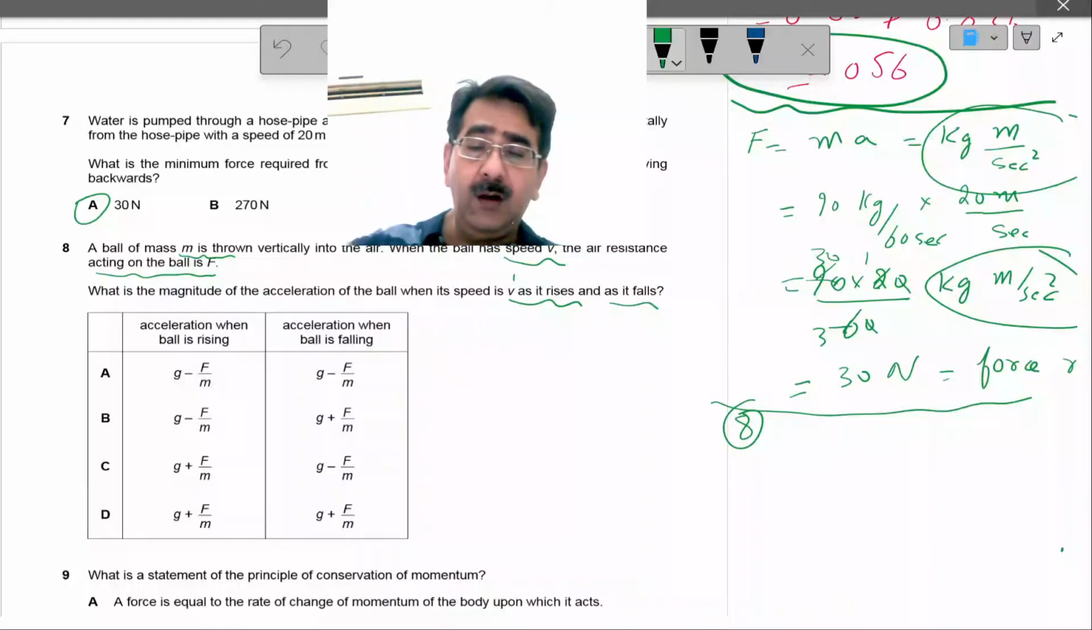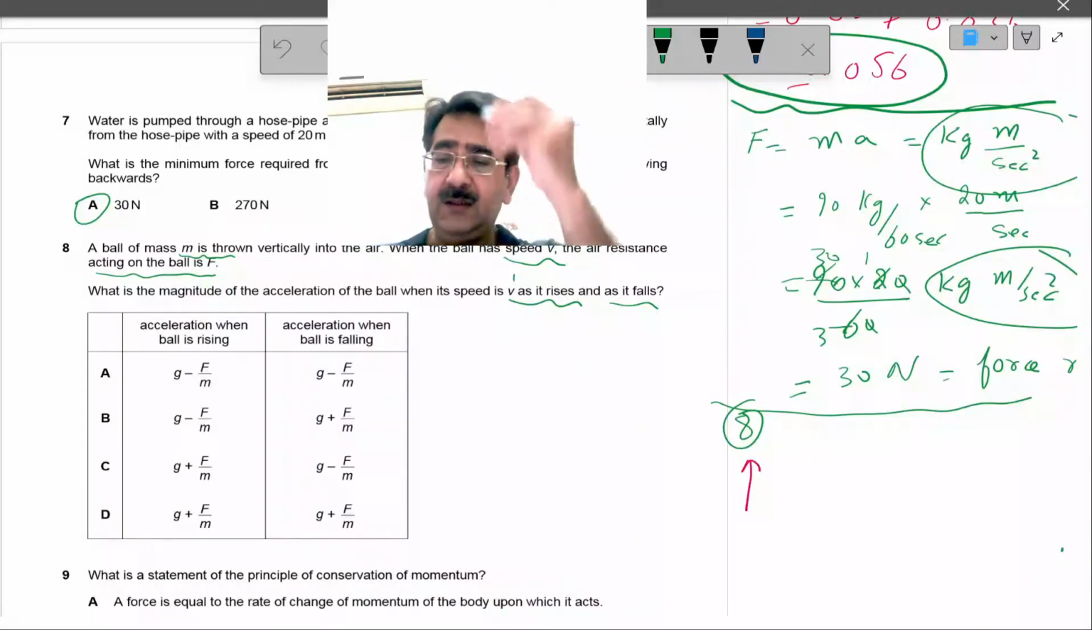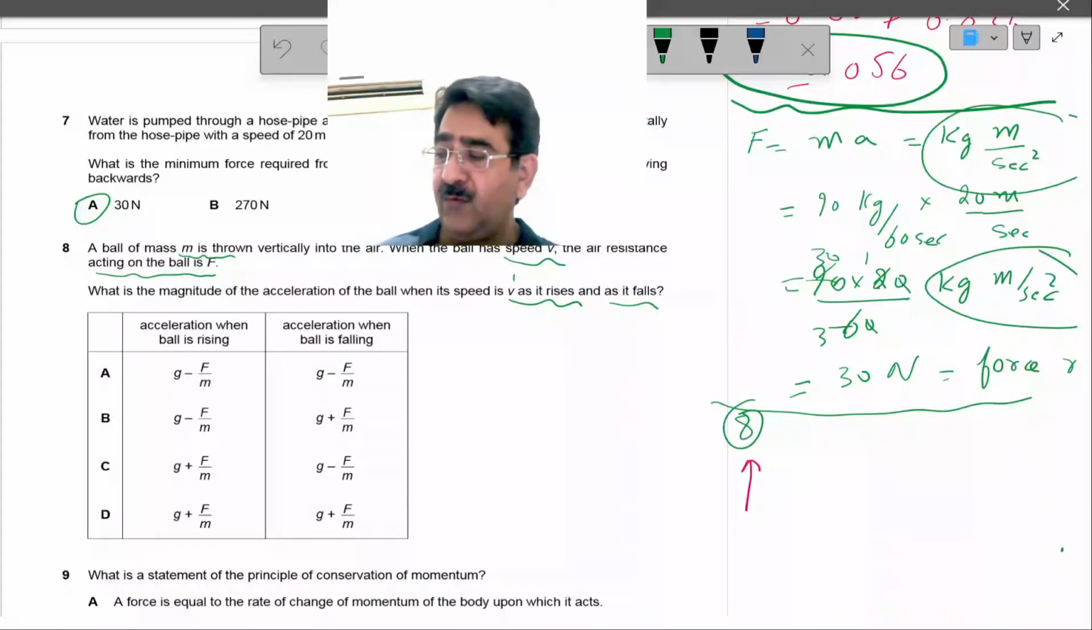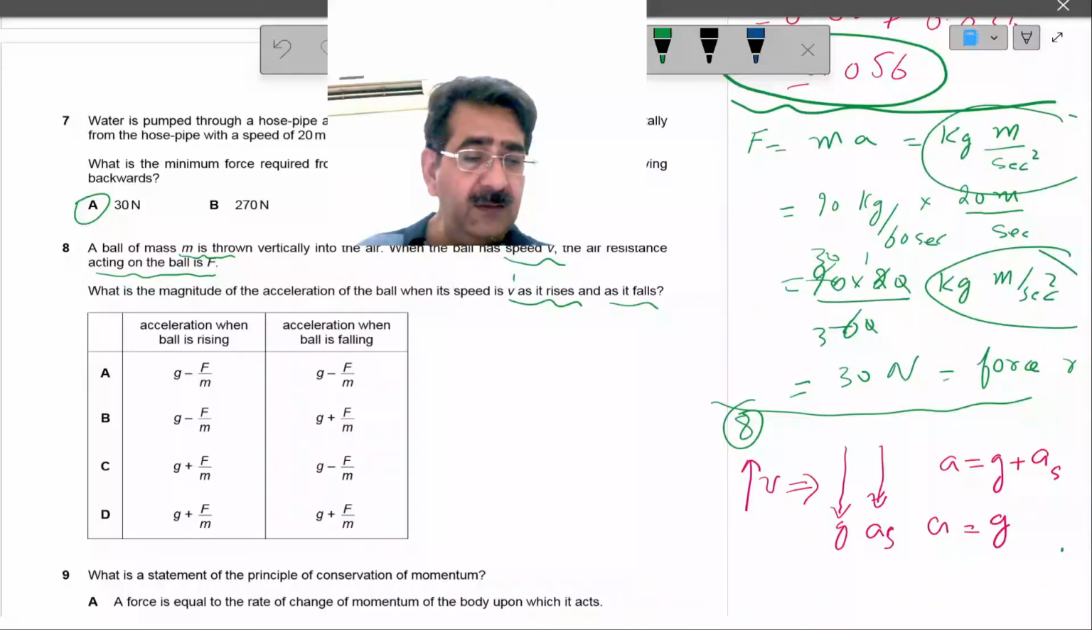There are two cases. When the ball's velocity is upward, when it is rising, moving upward, g will be downward, that is a constant, and the acceleration due to resistance a_s will also be downward. Both have the same direction. So when it is moving upward, the acceleration will be g plus a_s.